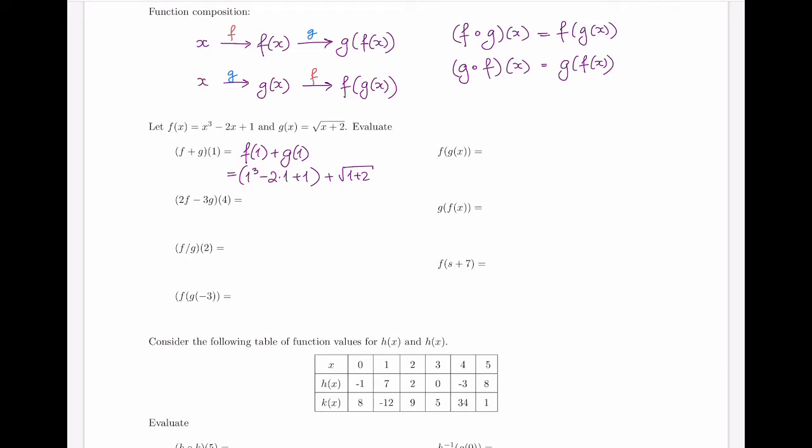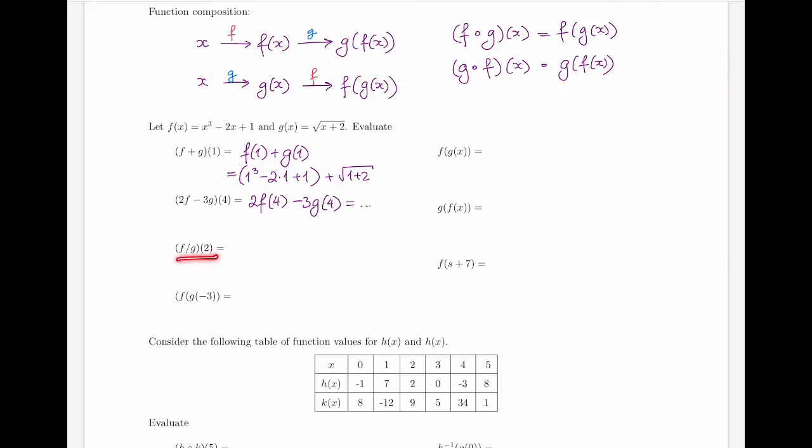Okay? The next one here, 2 times f minus 3 times g, all evaluated at 4. So this is the same as 2 times f evaluated at 4 minus 3 times g evaluated at 4. And again, now that I've broken it up into something for the function f and something just for the function g, I can plug those in directly.